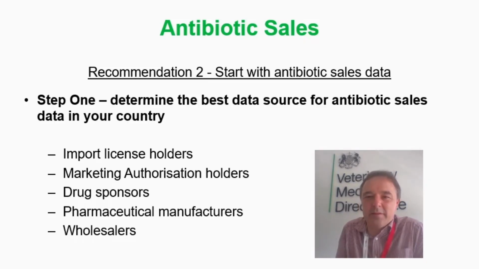So really there's lots of potential sources, and it's best just to consider what's the most appropriate within your country. There may still be gaps in coverage, so you may not capture everything, but you need to try and work out what is the best source to capture the best data that you can. So for example, our data from the marketing authorization holders doesn't include any products that have come in under something called the special import scheme. So there are often gaps, and it's important to understand that.